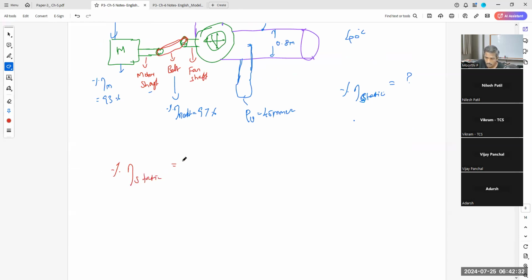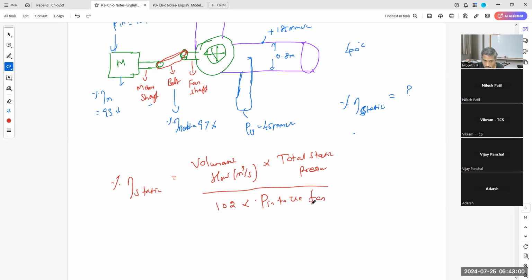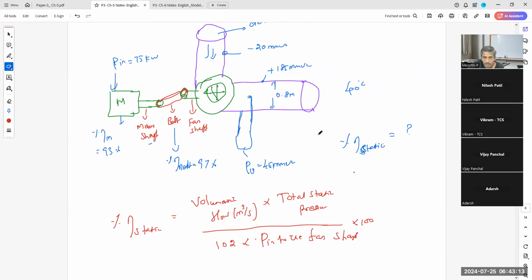Static efficiency equals volumetric flow in meter cube per second into total static pressure, divided by 102 into power input to the fan shaft, into 100. Total static pressure available.